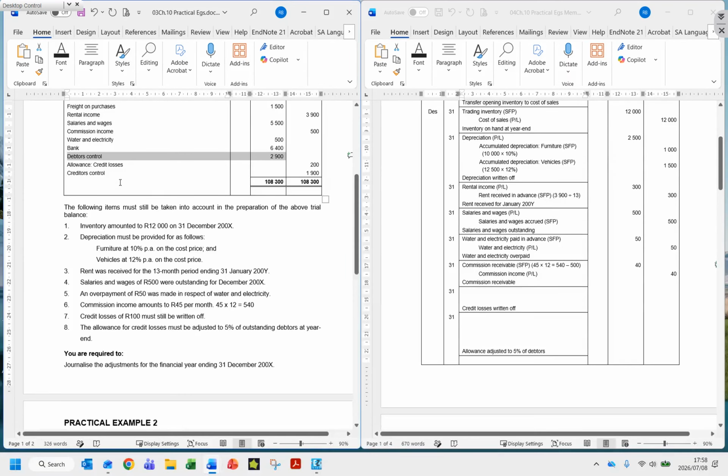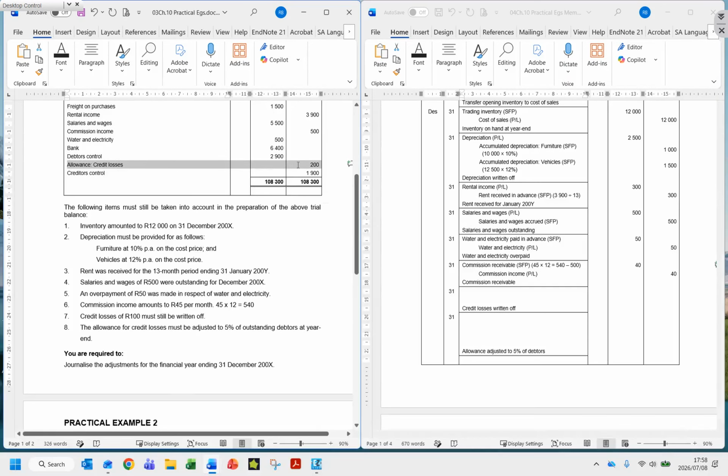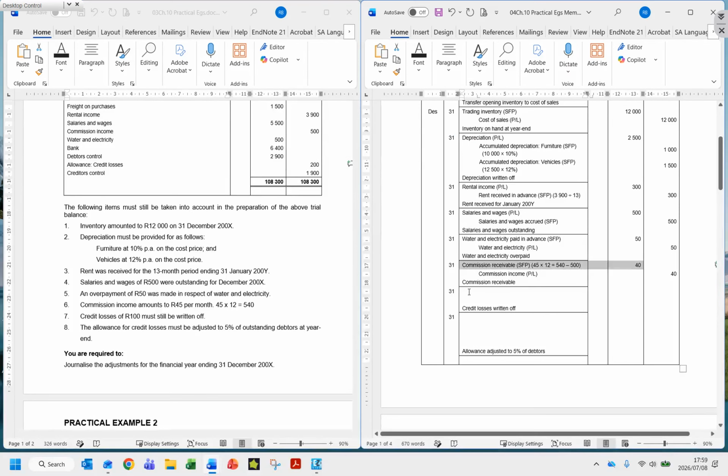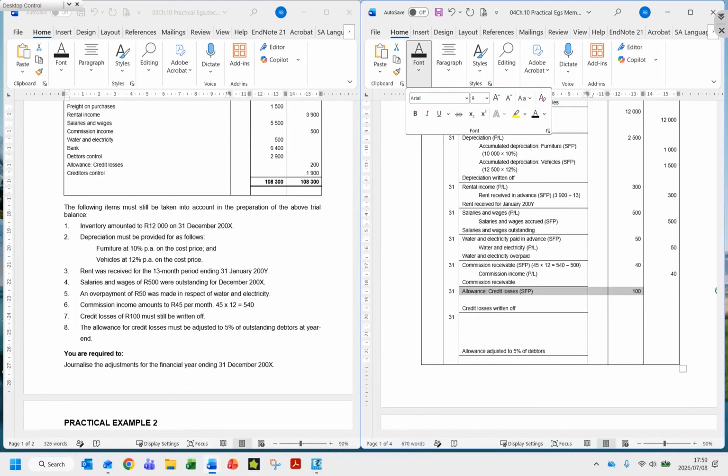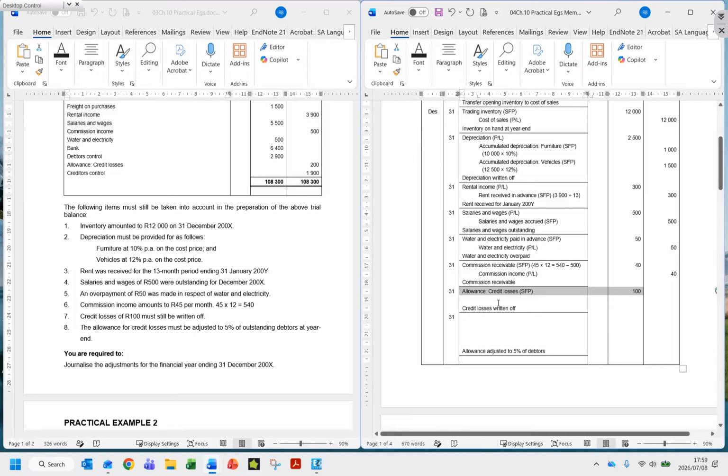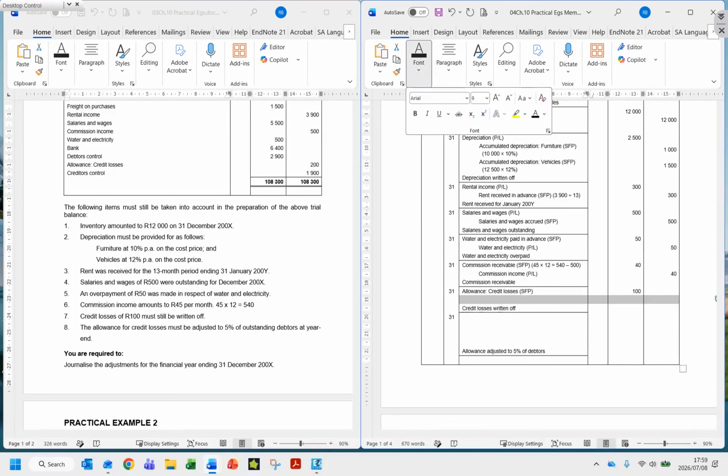So the writing off of credit losses, you must first go and check, is there an allowance of credit losses available? And if there is, you use that. This is chapter 7 work. So we use that allowance that is available by debiting the account allowance for credit losses with 100 rand that must still be written off. And we go and reduce what the debtor owes us. So we credit debtors control.